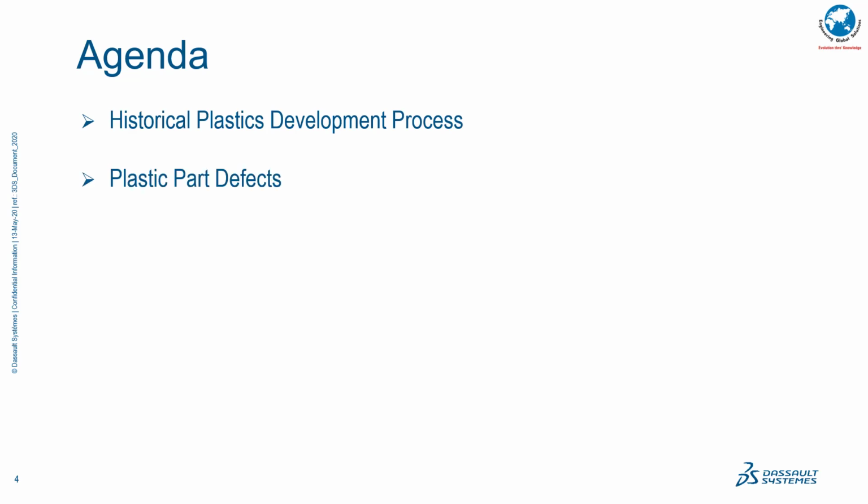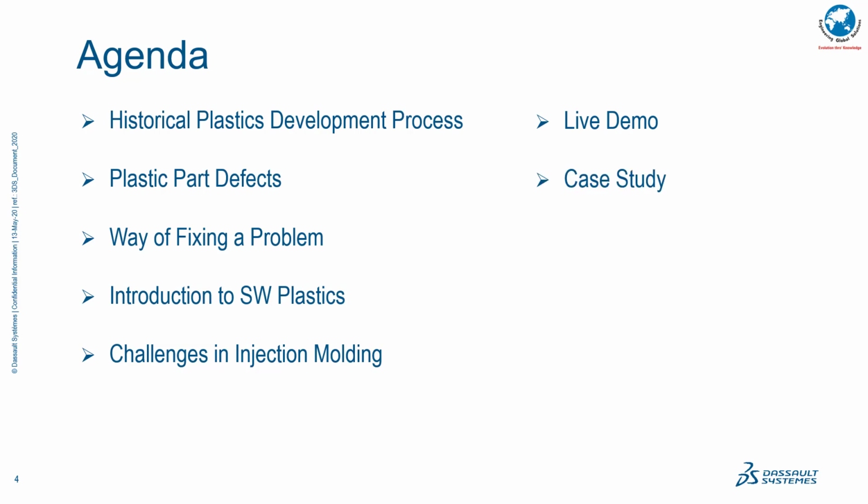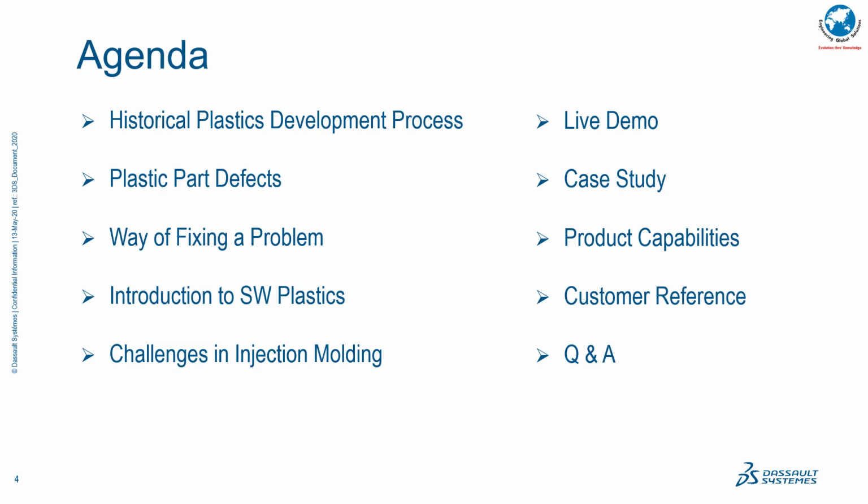Let's look at the topics we're going to discuss in this section, starting with the historical process to build a plastic part and what defects we will face in plastic injection molding, then various ways to fix a problem, then an intro to Sawdust plastics, then challenges in injection molding, and we go through a live demo. Then let me share a few case studies, then our product capability and a few customer references. At the end, we're going to have our question and answer section.